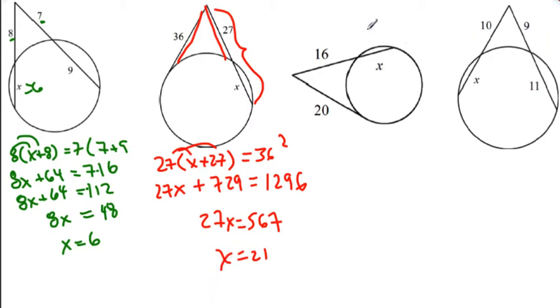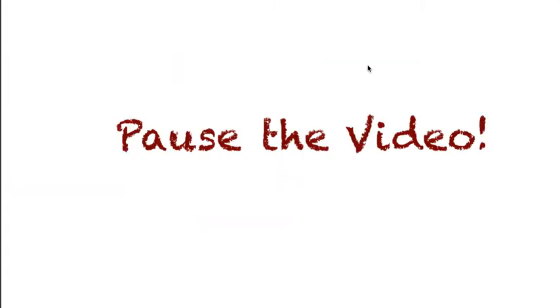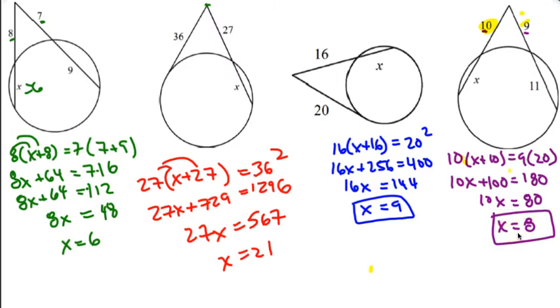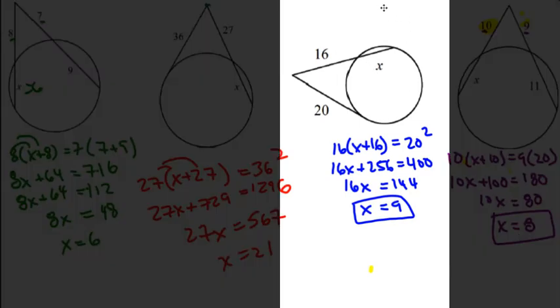Okay, the next two are for you. Pause the video. Do the next two all by yourself. Go. All right, let's focus in on these two right here. Hopefully you did okay. For the first one, we have a tangent and a secant. So remember, it's the external part times the entire secant. So it's 16 times x plus 16 equals the tangent squared, equals 20 squared. Work it all out. You should get x equals 9.